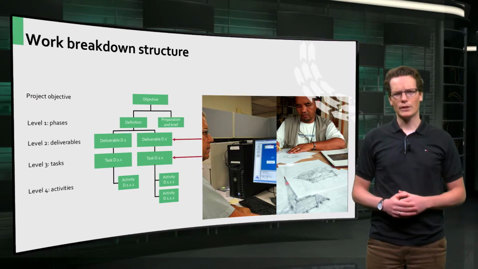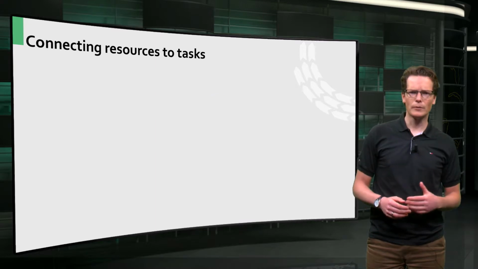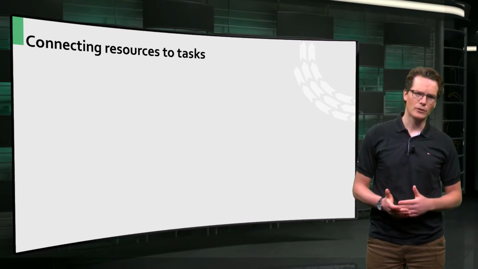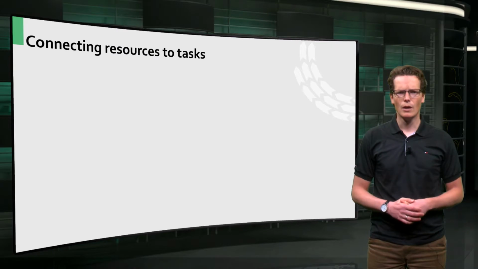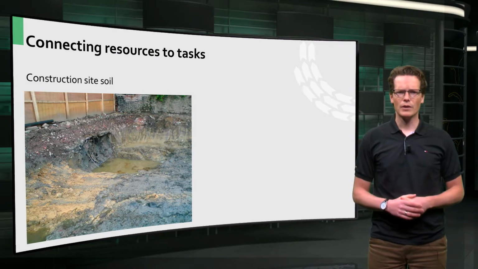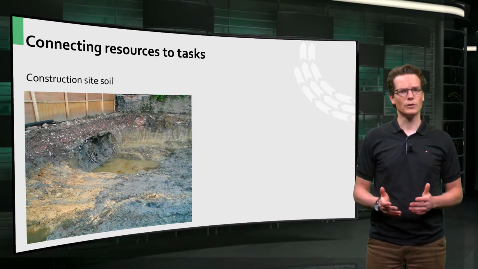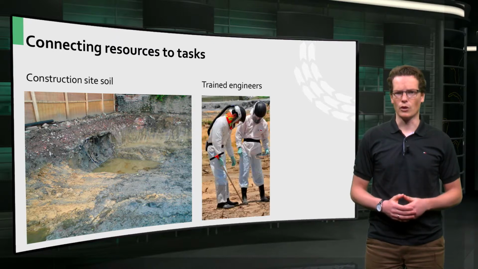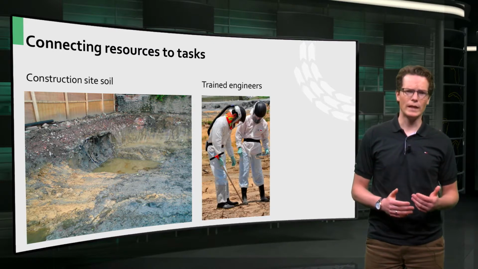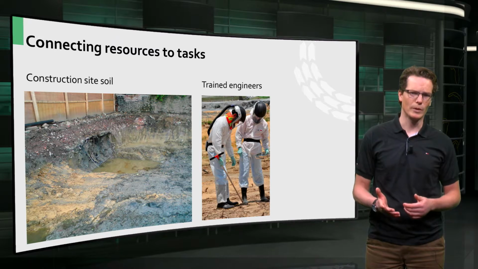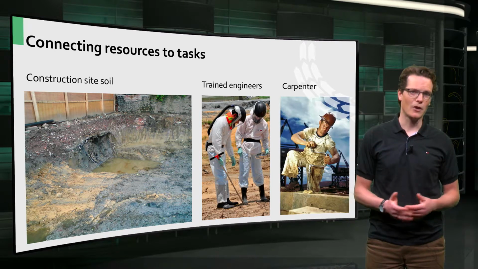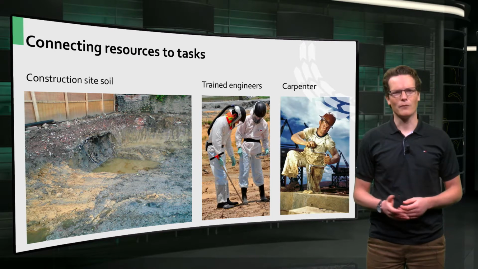Let me give you another example. To assign the right resources to particular tasks, you should ask yourself, who would you ask to investigate the level of soil contamination on a site? Would you go for option 1, people who are trained engineers in the field of soil contamination? Or option 2, a carpenter? Okay, I think you get it.